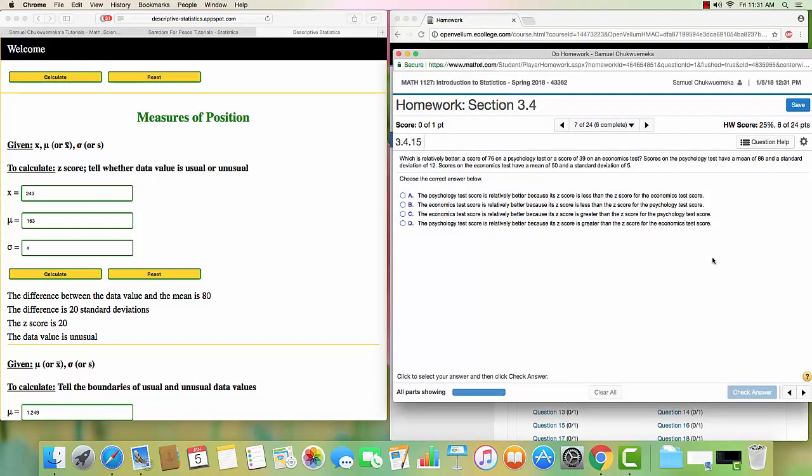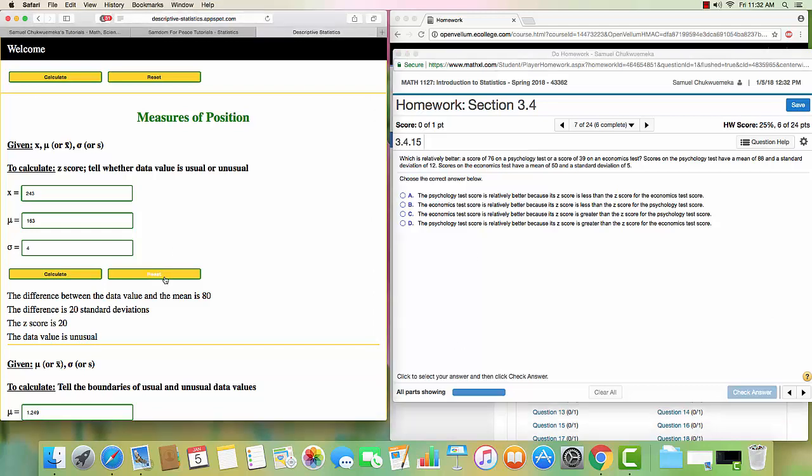Question 7. Which is relatively better? A score of 76 on a psychology test or a score of 39 on an economics test? So we discussed this when we did z-scores. Scores on the psychology test have a mean of 88 and a standard deviation of 12. Scores on the economics test have a mean of 50 and a standard deviation of 5.